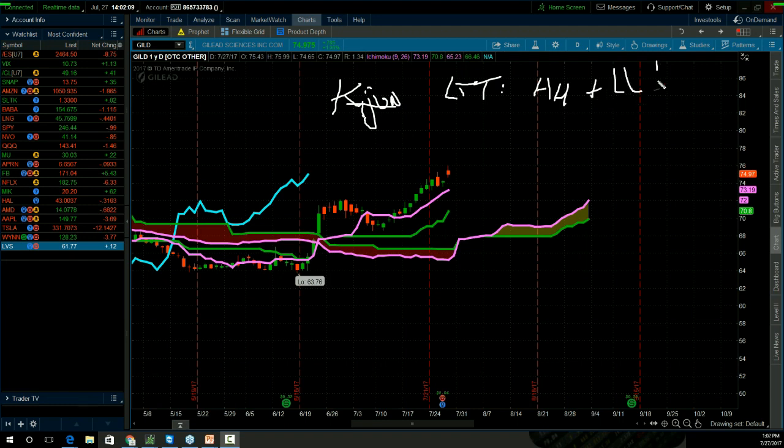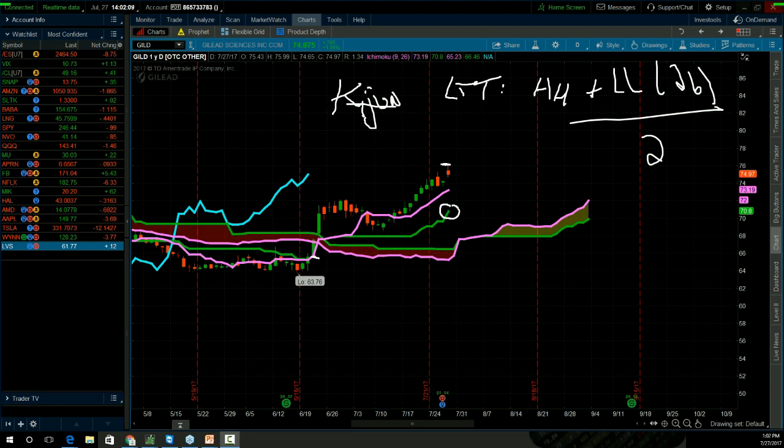So if you're looking here on a daily chart right here, this is the highest high, and counting back 26 periods to the lowest low, add them together and divide by 2, which is here.